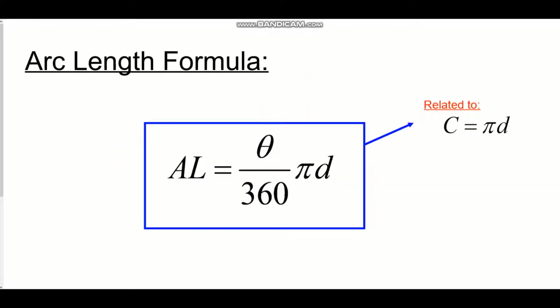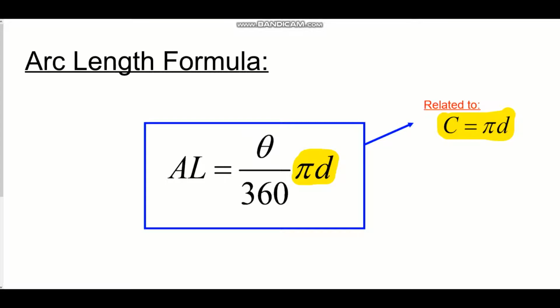Okay, so just to introduce you to a quick formula, the arc length formula starts with AL for arc length, and it is equal to the Greek letter theta over 360 times pi times the diameter. Now you'll notice on the side here that that is related to the circumference formula. The circumference formula is pi d, and this equation also ends with pi d. In fact, the only thing that is different is the angle over 360.